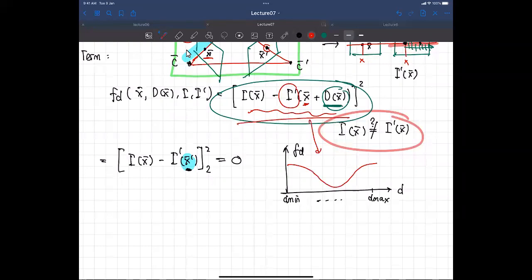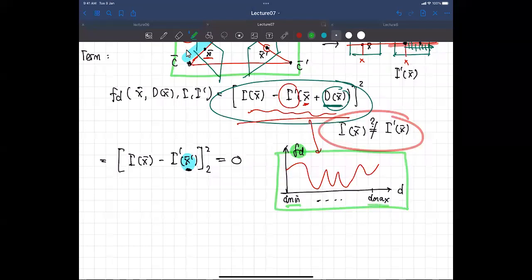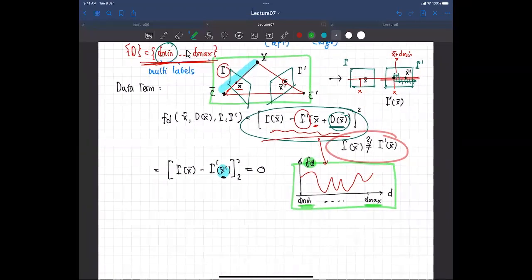Of course, we do not know. Maybe it's not something like that, but something like this. We do not know, but regardless, this is something that we want to obtain: the cost for every possible depth value, because this is the depth value or disparity value. Is that understandable? If you don't understand this part, then I can explain more.